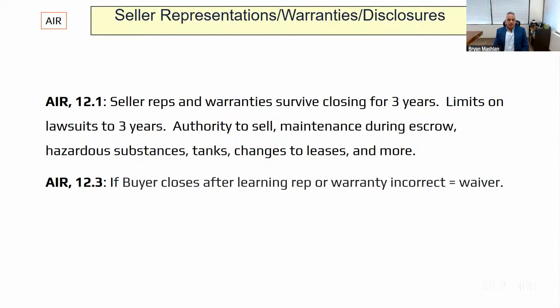And if the buyer learns of a representation or warranty that the seller had made, which turns out to be untrue, and the buyer still buys the property, then you snooze, you lose. It's a waiver. If you know there was a breach and you close, then you've waived the right to sue the seller for breach of the warranty. If you go to the next slide, please.